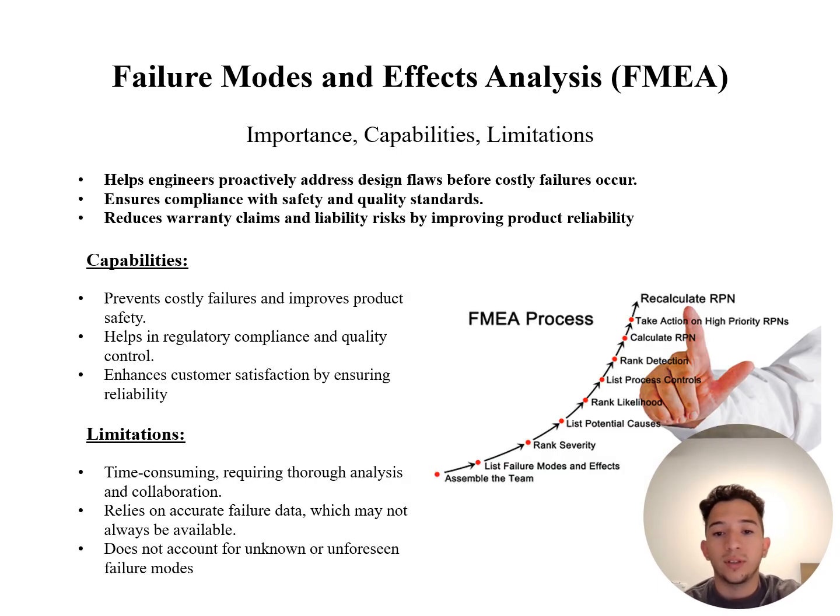In terms of importance, capabilities, and limitations, first off, it helps engineers proactively address design flaws before costly failures occur, obviously saving the company a lot of money. It ensures compliance with safety standards, which is important for legal reasons. It also reduces warranty claims and liability risk by improving product reliability. Some capabilities include preventing costly failures, again helping in quality control, and then enhancing customer satisfaction by ensuring reliability, which is probably one of the biggest points.